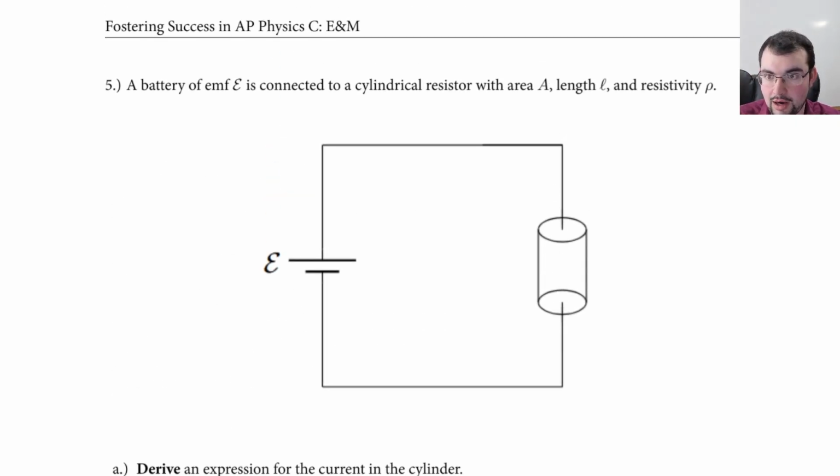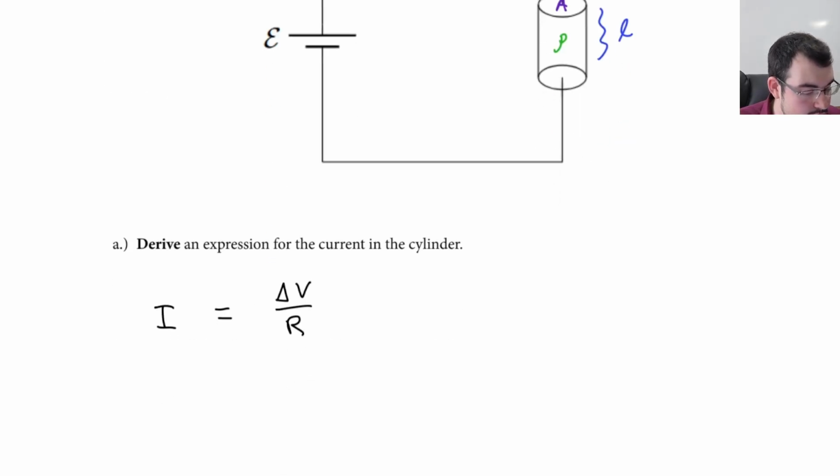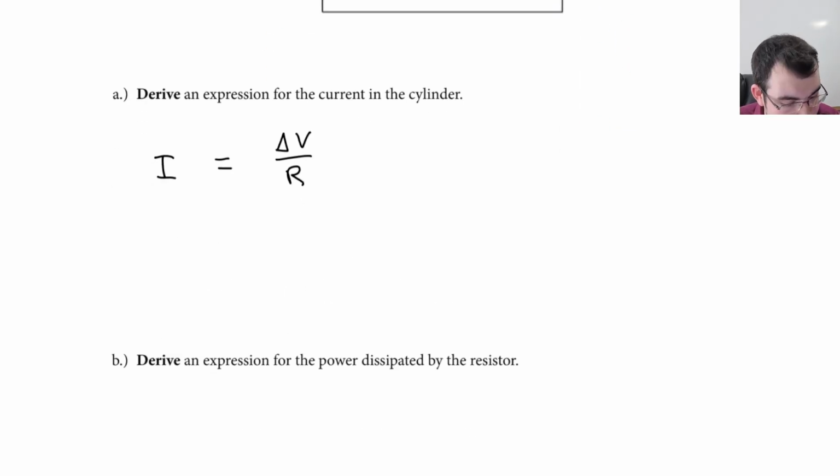Okay, but I don't have R. I have all this geometry stuff. I have the area, I have the length, and I have the resistivity. So we have to remember from last time that resistance is resistivity times length over area. So we're just substituting into this.